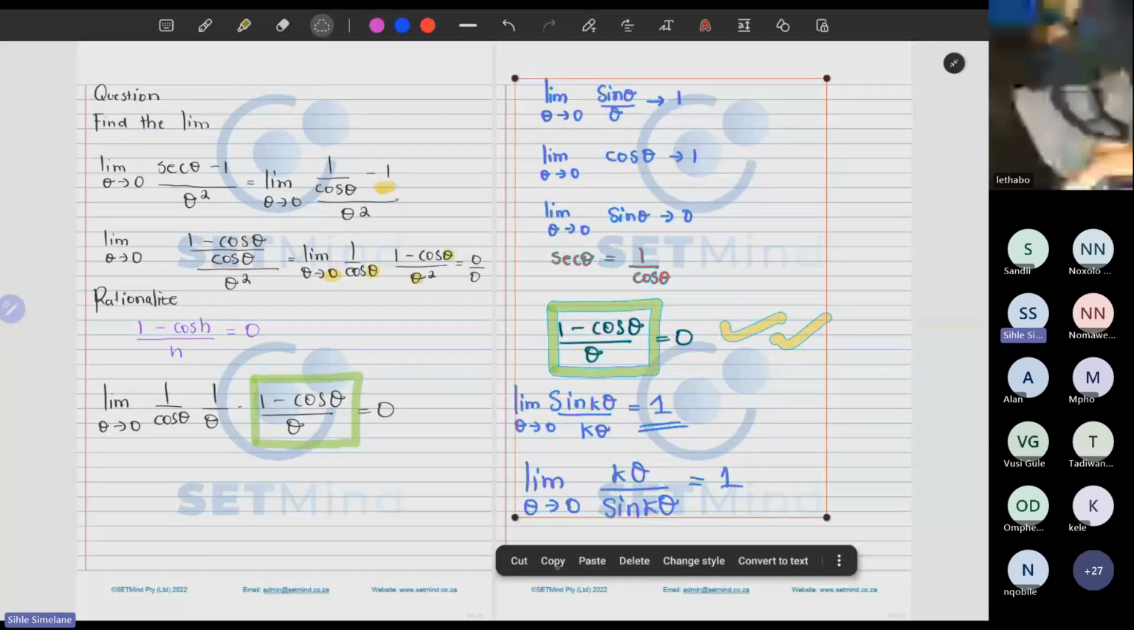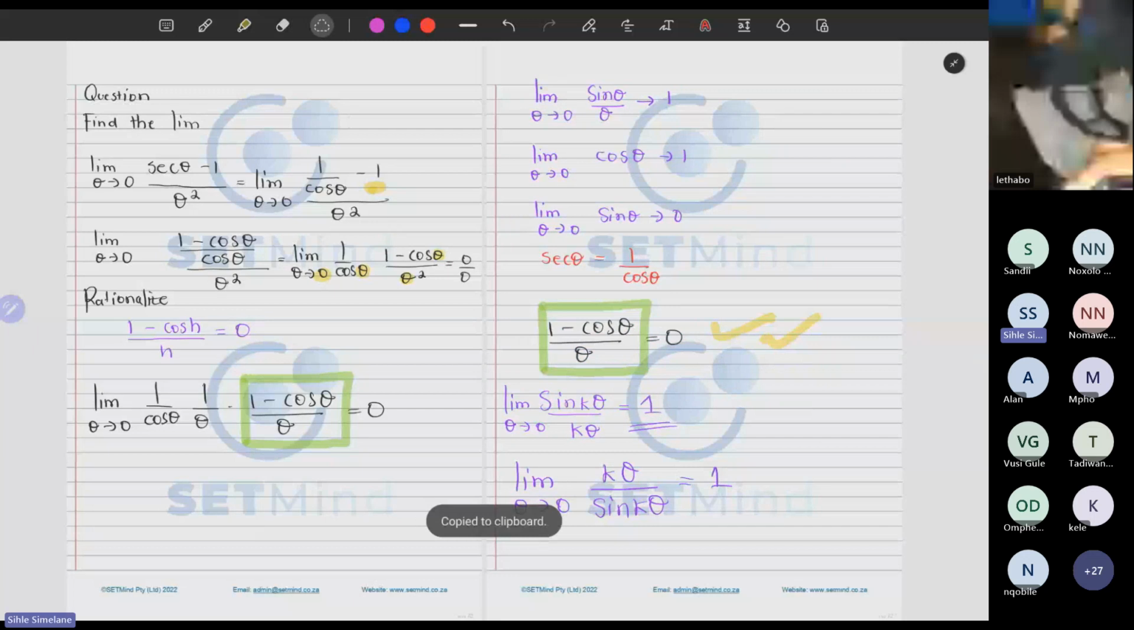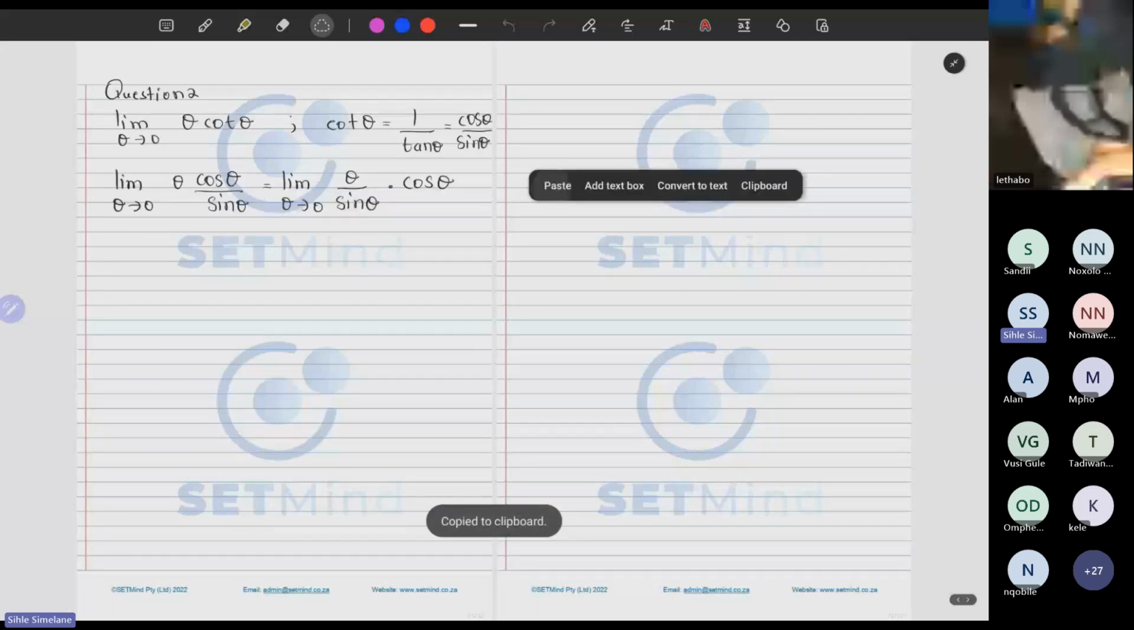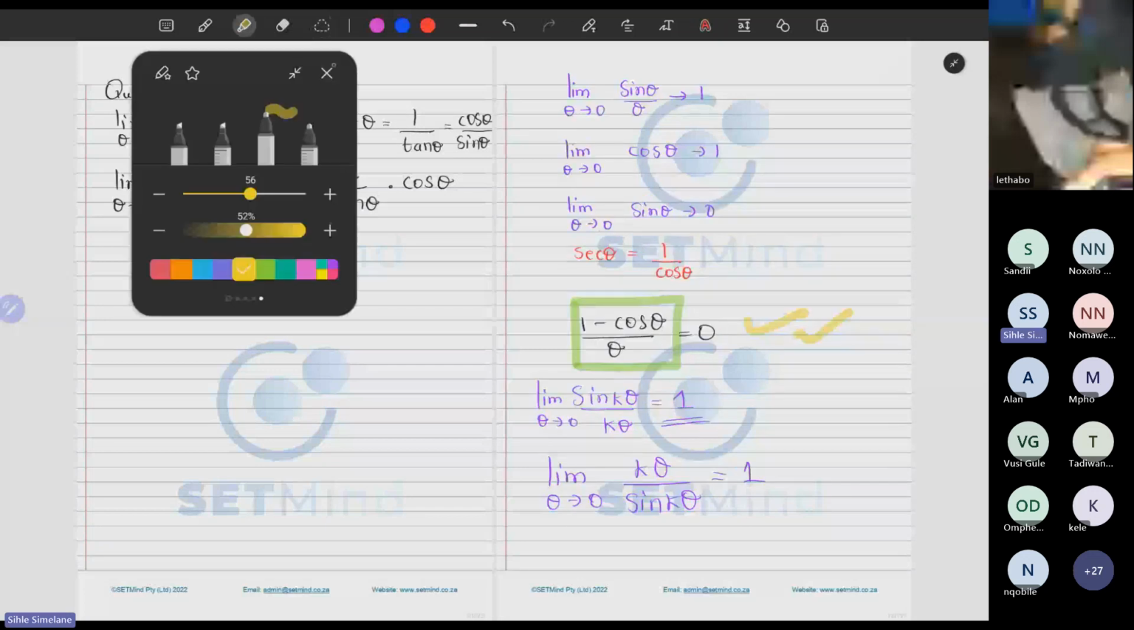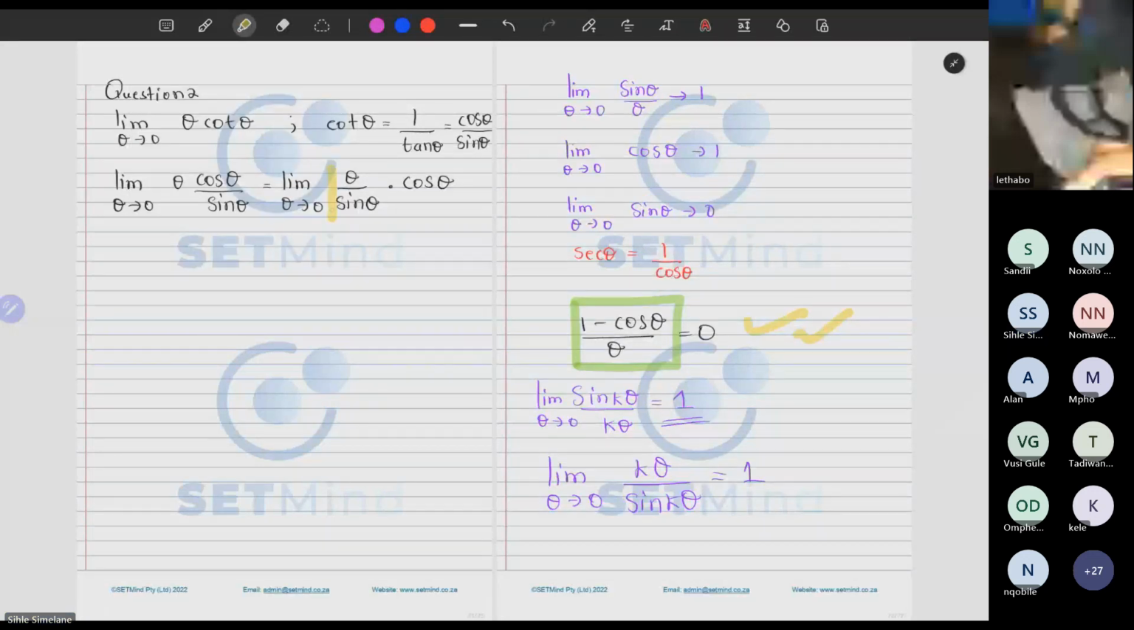Let's copy them and paste them this side. And then we just quickly have a look. If you look at what is going on, what we have here is simply that when you have the limit as theta approaches 0 of something theta divided by something k theta, or something theta, you will have 1.